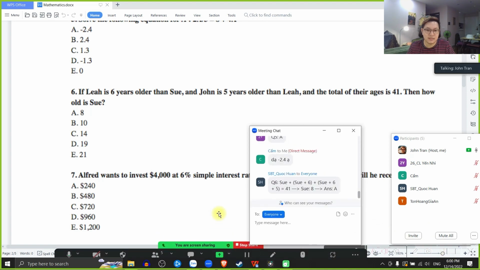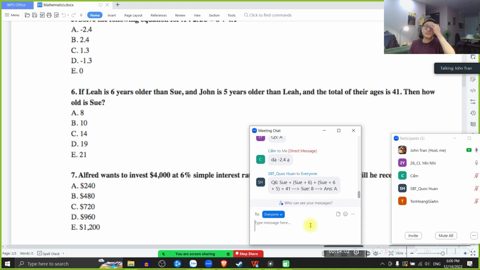Okay, very simple. Basically, gọi Sue cái nào mà nó hỏi thì sẽ gọi là X. So let's just say consider how old Sue is X. Sue plus 6 it's Lê. Sue mà cộng 6 sẽ là Lê đó. Wait, John is 5 years older than Lê. So it means John has to be Lê plus 5. John thì phải là Lê cộng 5. Tức là Sue plus 6 plus 5. And all of them is 41. Tất cả là 41. Thì là ok, you have Sue is 8. Answer A. Very good. 8 tuổi. Sorry, 8 years old.